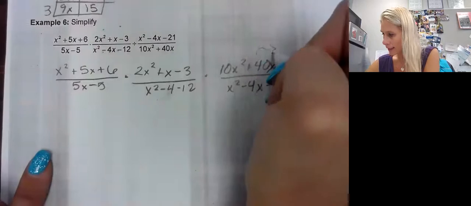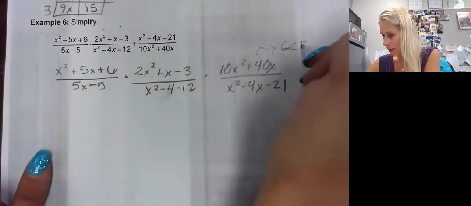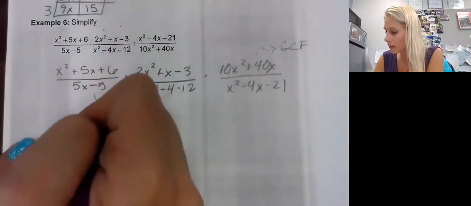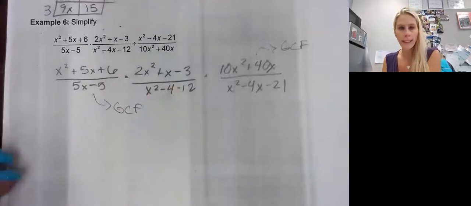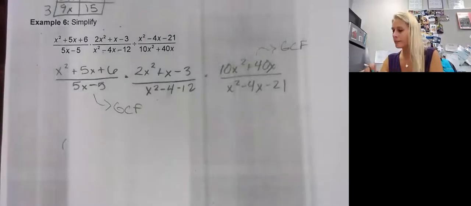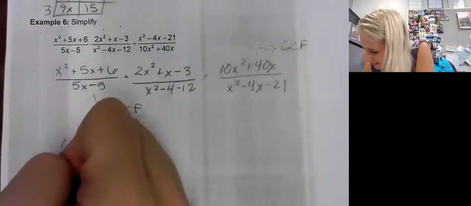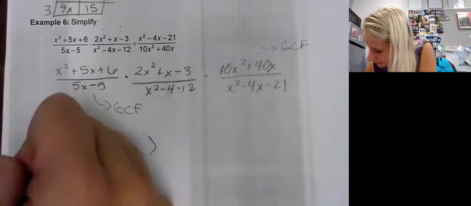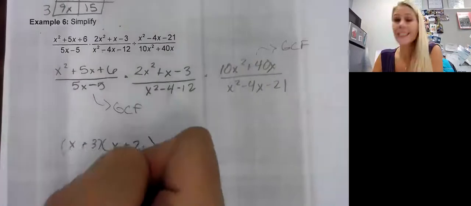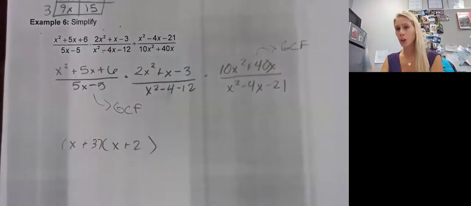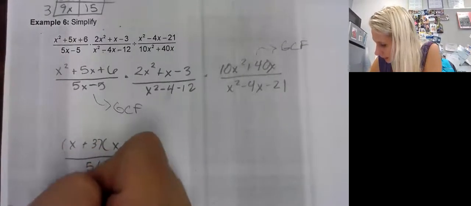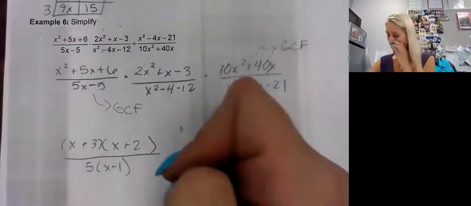This one I see is a greatest common factor because 10x squared and 40x have something in common. And so does this one. So I'm just leaving myself a note just in case. All right, so on top, I get x plus 3 times x plus 2. Again, guys, pause if you want to try your factoring to make sure you have it right. On the bottom, what they have in common is a 5. That's x minus 1. Then multiply.